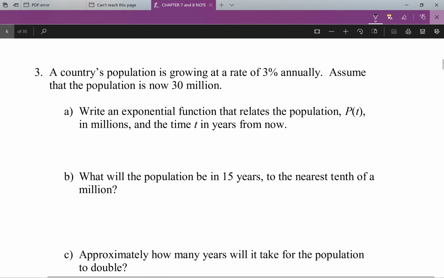Moving on, a country's population is growing at a rate of 3% annually. Assume the population is now 30 million. Now for this one, I'm going to keep it in terms of millions to make sure the numbers don't become too unwieldy. Write an exponential function that relates the population p at t to the time in years from now. So again, checking this out, I'm just going to label this as being p at t because we're talking about populations. My starting population is 30 million, and it's going up by a rate of 3% annually.